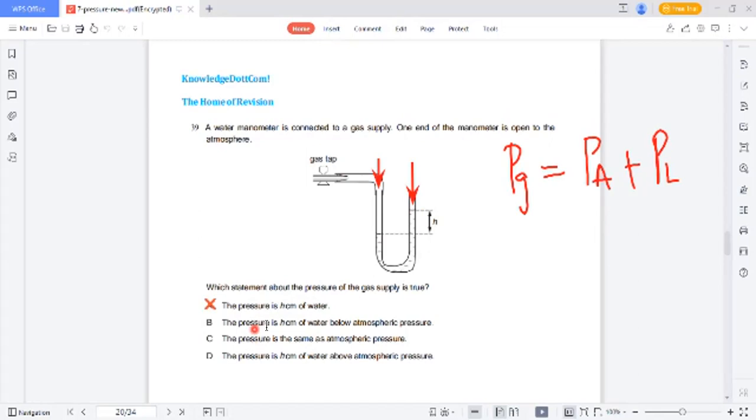The pressure is h centimeters of water below atmospheric pressure. It is greater. Atmospheric is this one, and when you add something to atmospheric pressure, that would be equal to the gas pressure. Next, the pressure is the same as atmospheric pressure. No, it is greater than atmospheric pressure. The pressure is h centimeters above atmospheric pressure. That's the correct option.